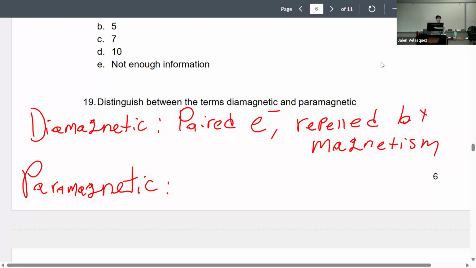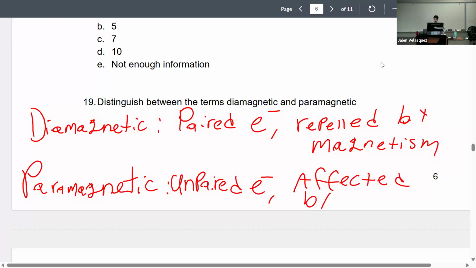So if I take an element that has all paired electrons, if it's diamagnetic, and I put it into a magnetic field, it's not going to be affected by that magnet. Okay? So what do we think paramagnetic means then? Good. So you'll have at least one or more unpaired electrons. This will be affected by magnetism.